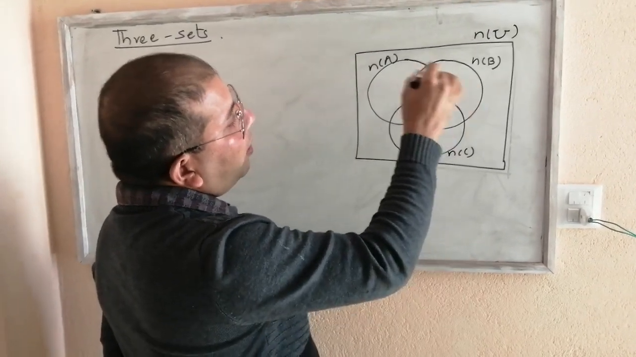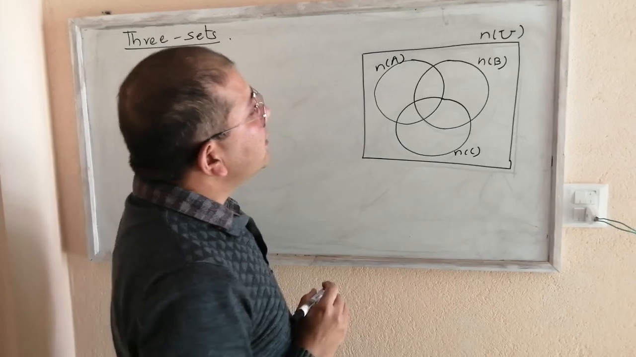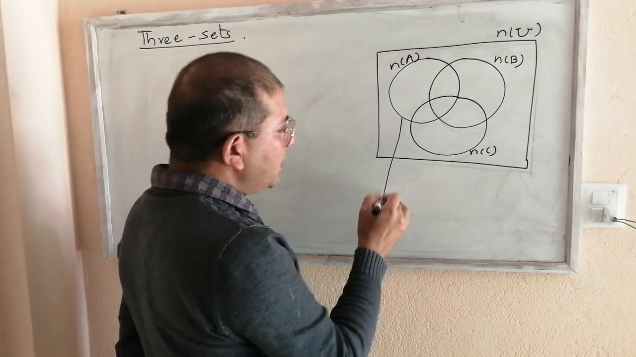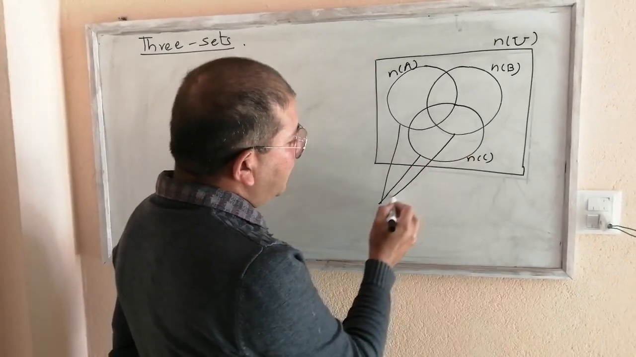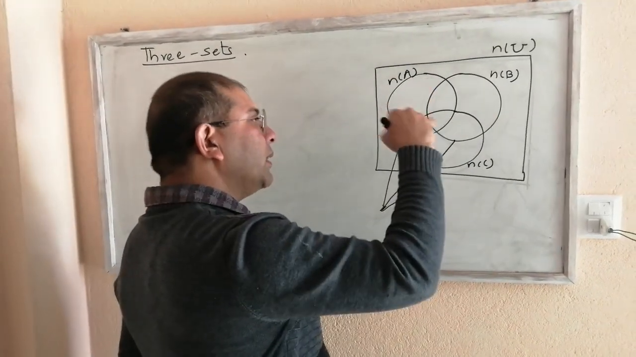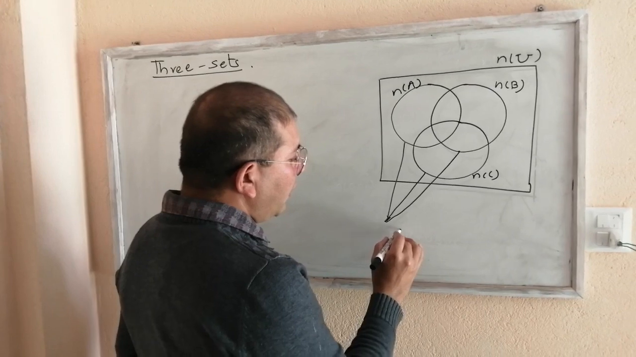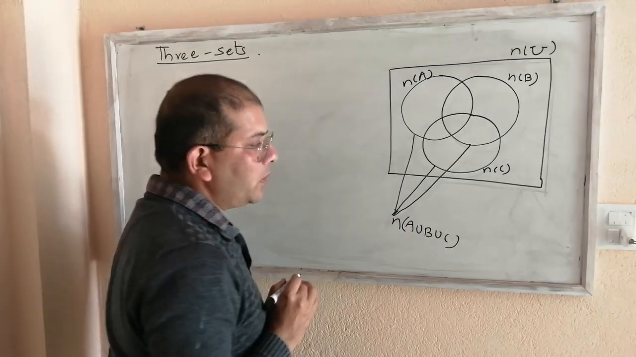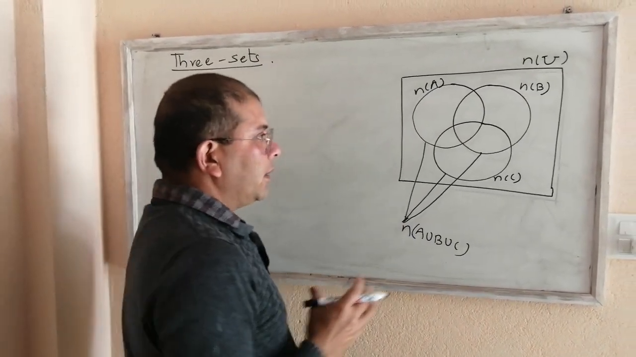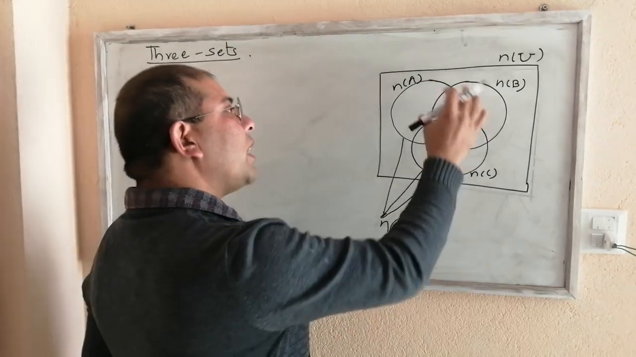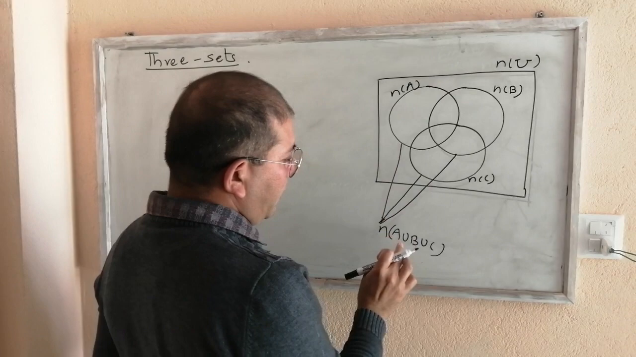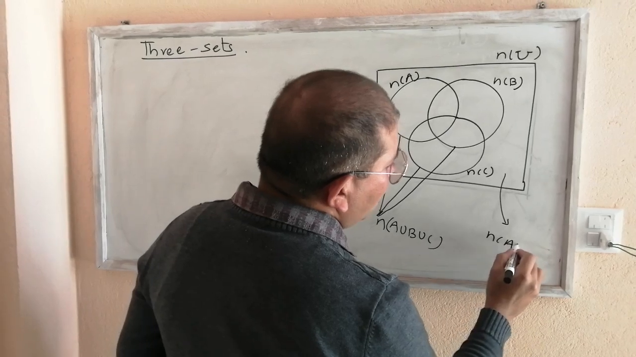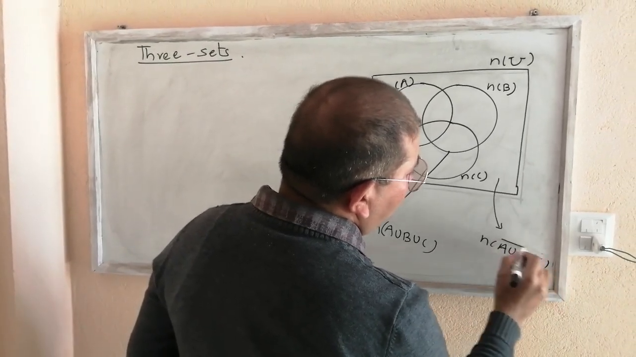and the combination of all these three sets, A, B, C, is the union of A, B and C. So these three circles, the combination of these three circles, that is the union of these three circles, A union B union C, it is N of A union B union C. But outside these three circles, this region is the complement of this one. So this region is N of A union B union C complement.